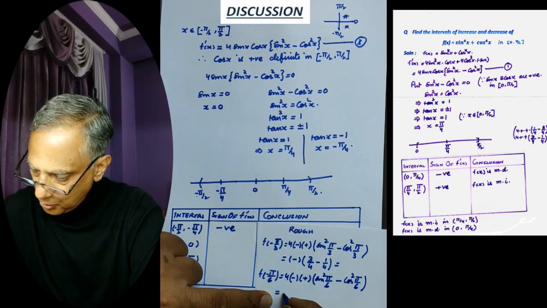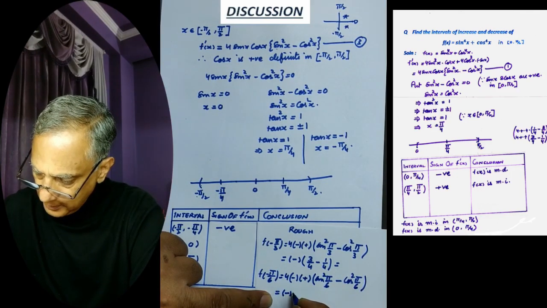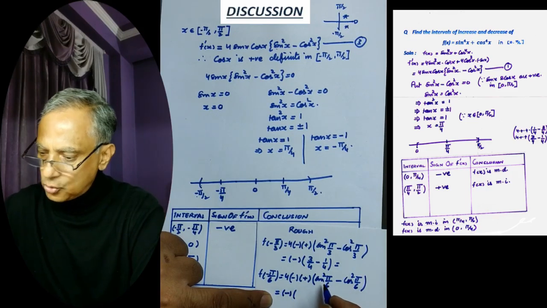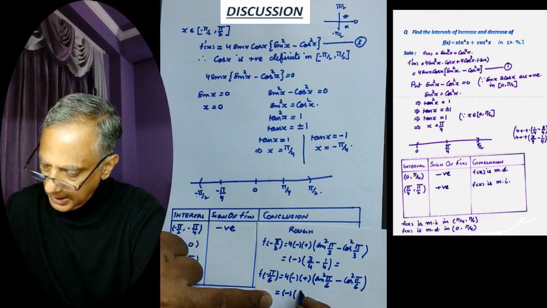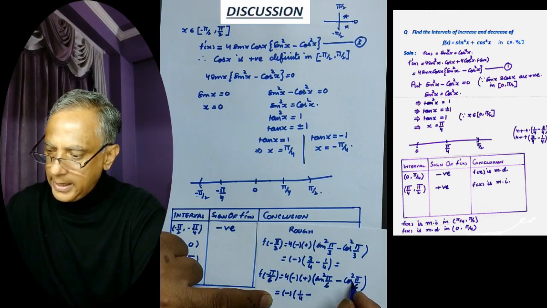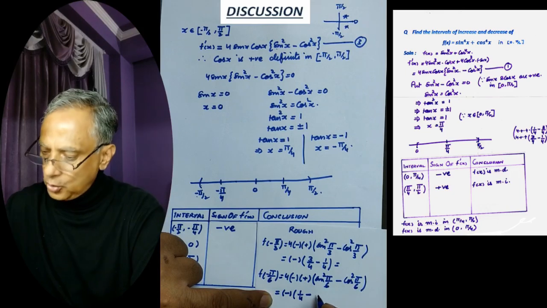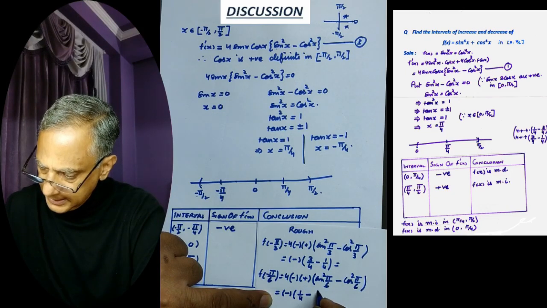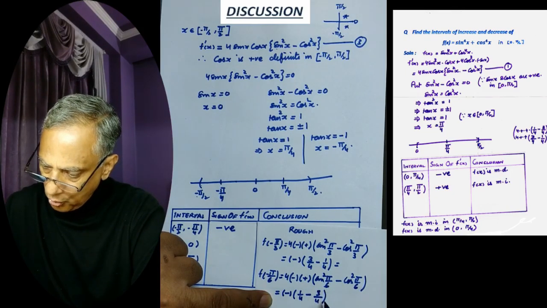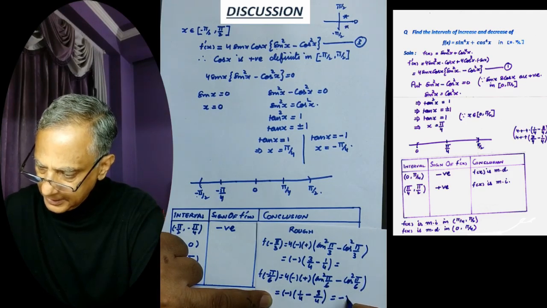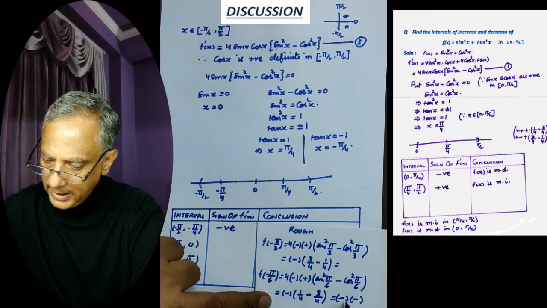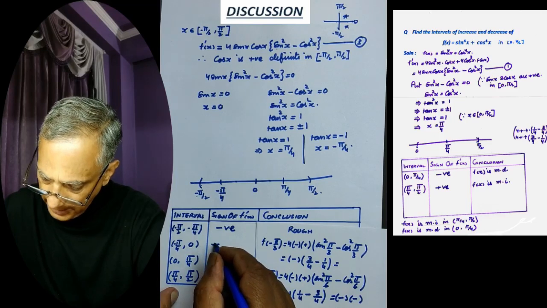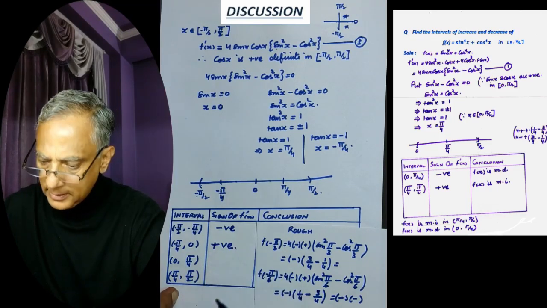So this is equal to negative into sine square pi by 6. Sine of 30 is half. So half square is 1 by 4. And cos of 30 degrees is root 3 by 2. Root 3 by 2 whole square is 3 by 4. So we will have, this is negative and this is again negative. Minus 2 by 4. So negative negative is positive. So we will have a positive sign.